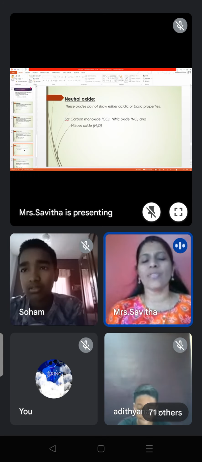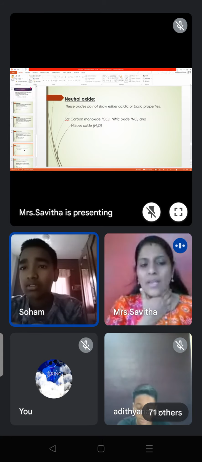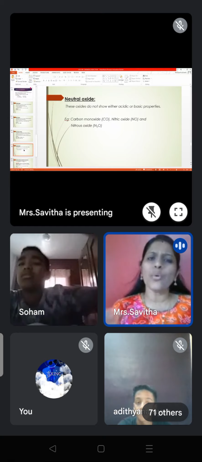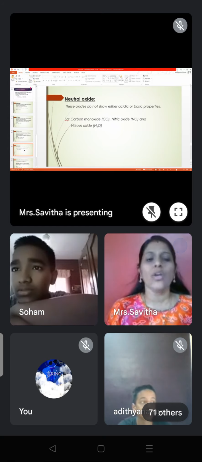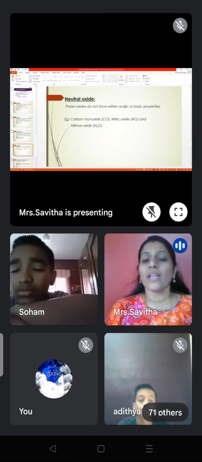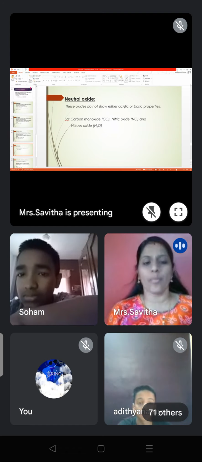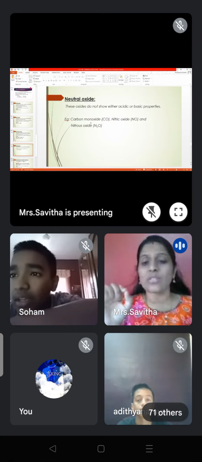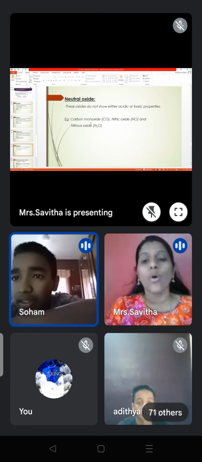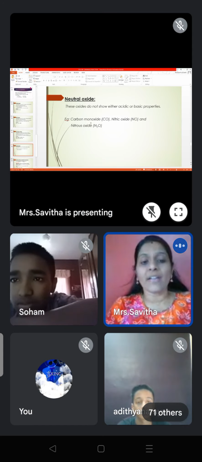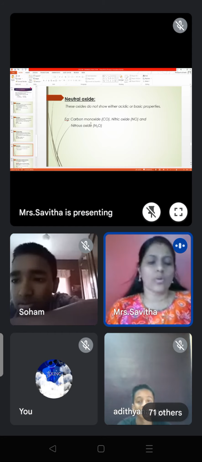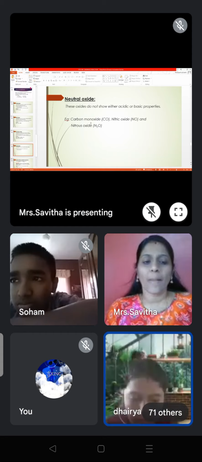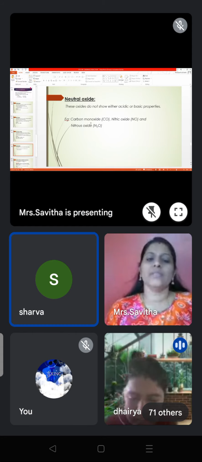Then two examples we need to do. The last one is very simple, just one sentence and an example. Neutral oxide. As the word is neutral, there is nothing to do. No nature, not acid, not base. These oxides do not show either acidic or basic properties. Examples are carbon monoxide, nitric oxide or nitrogen monoxide, and nitrous oxide or dinitrogen monoxide. Which are the three main examples of neutral oxide? Carbon monoxide, nitric oxide, and nitrous oxide.